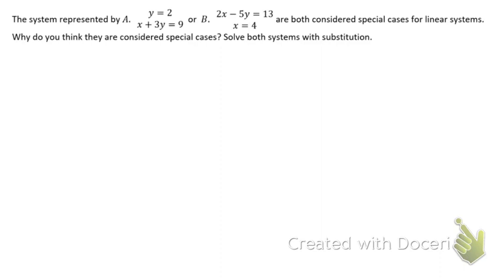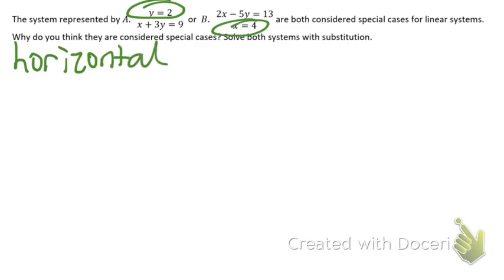Now these two systems here represent special circumstances because we have y equals 2, that's one of the lines, and x plus 3y equals 9. And on the other one we have 2x minus 5y equals 13 and x equals 4. So on both of these situations, when you have y or x only, then you're talking about a horizontal or a vertical line. So the y equals 2 is a horizontal line, and the x equals 4 is a vertical line.